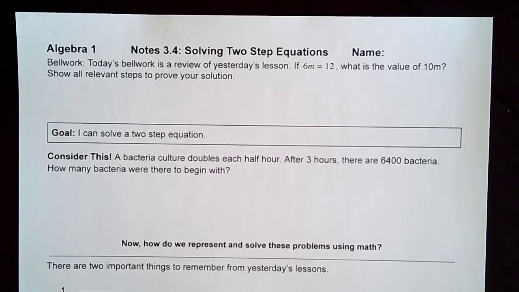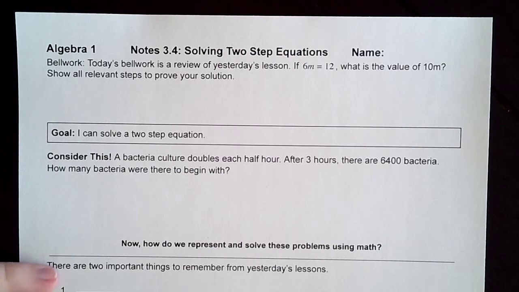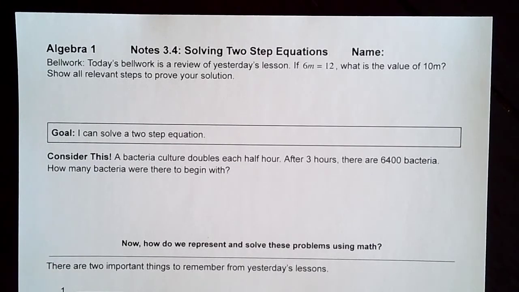So today's bell work is just a quick review of yesterday's lesson. If 6m is equal to 12, what is the value of 10m? And then I want you to show all your relevant steps to prove it. So go ahead and pause the video right away here, try this on your own, and then come back and we'll work through it.